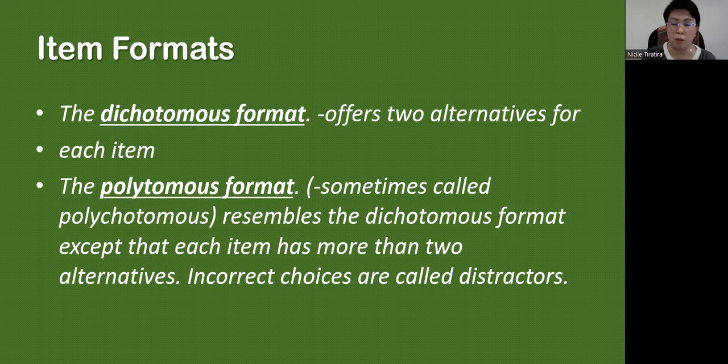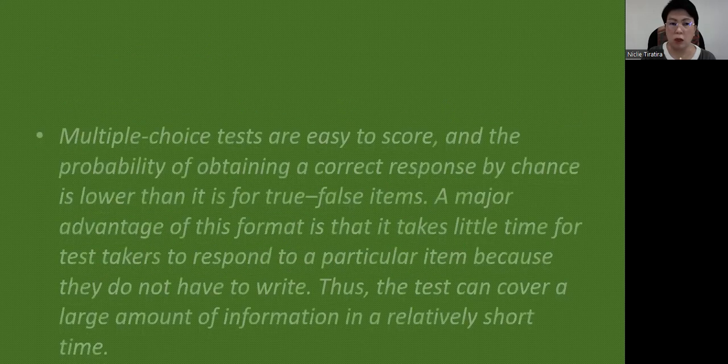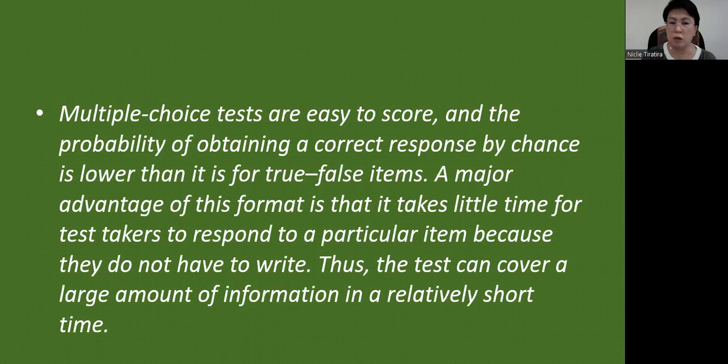The polytomous format, also sometimes called polychotomous, resembles the dichotomous format except that each item has more than 2 alternatives. Now, incorrect choices are called distractors. Now, we also have multiple choice items. These are easy to score, and the probability of a correct response by chance is lower than it is for true or false items. Now, an advantage of this format is that it takes little time for test takers to respond to a particular item because they don't have to write. The test can cover a large amount of information in a relatively short time.